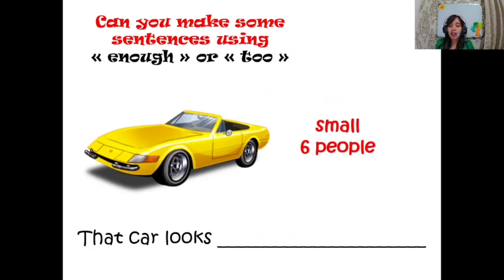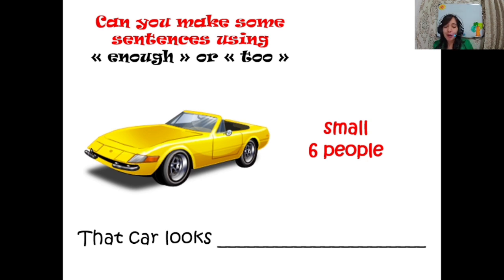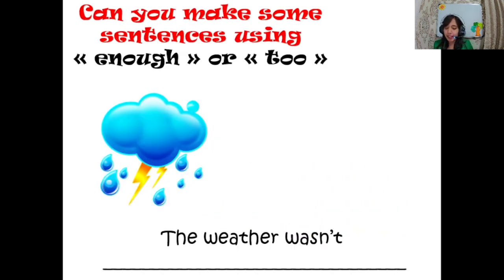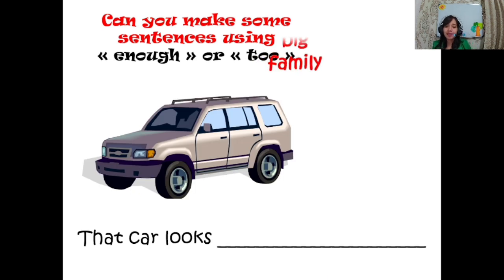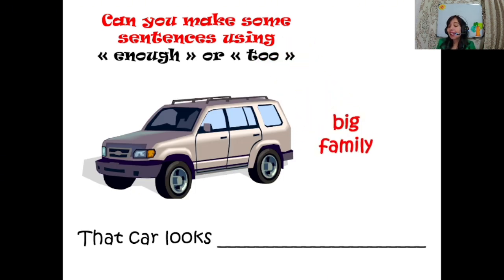Or, that car looks too small for 6 people. For example, the weather wasn't nice enough to go swimming, or for swimming. Yes, I think for swimming is correct. Yes, or to go swimming. Next one. That car looks big enough for a family.